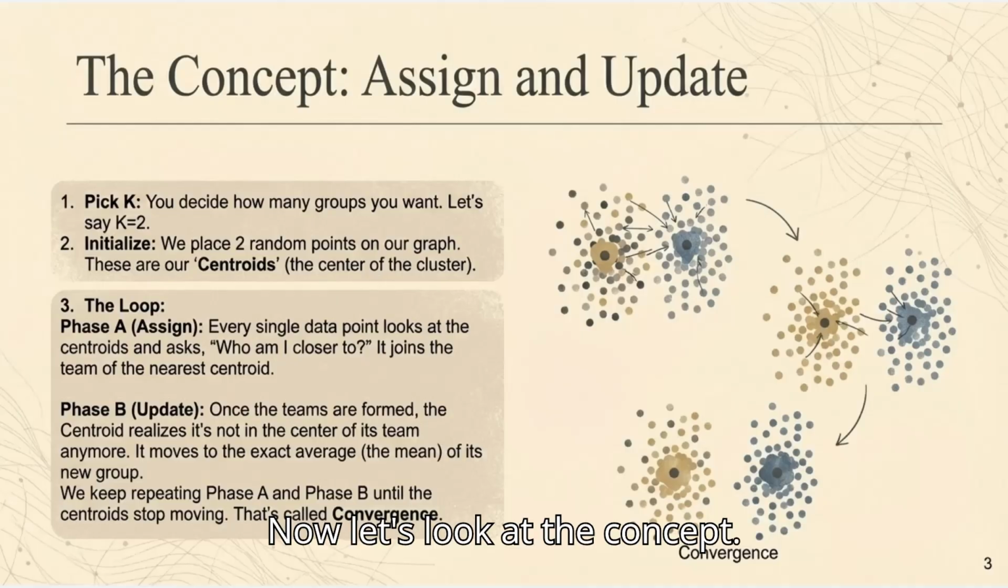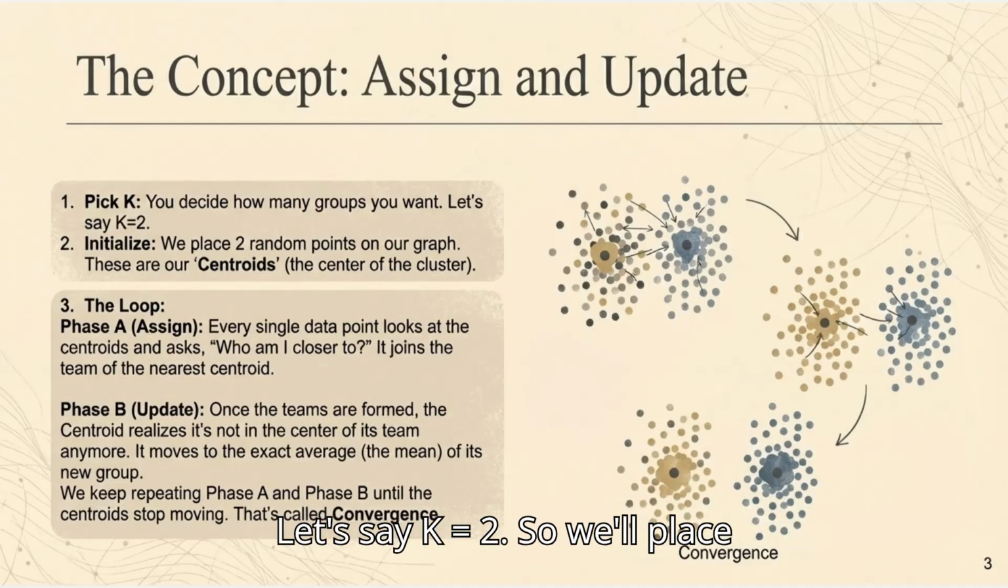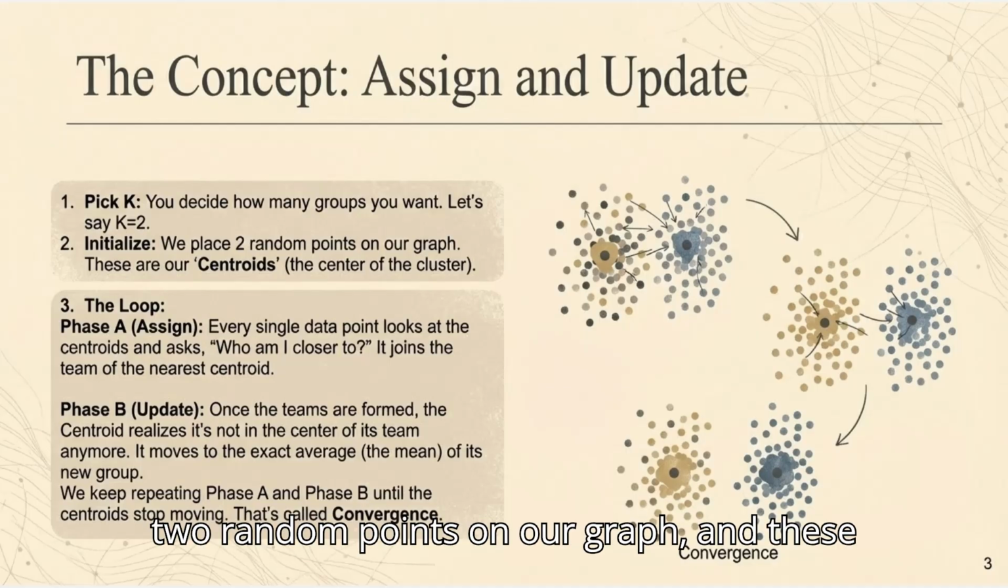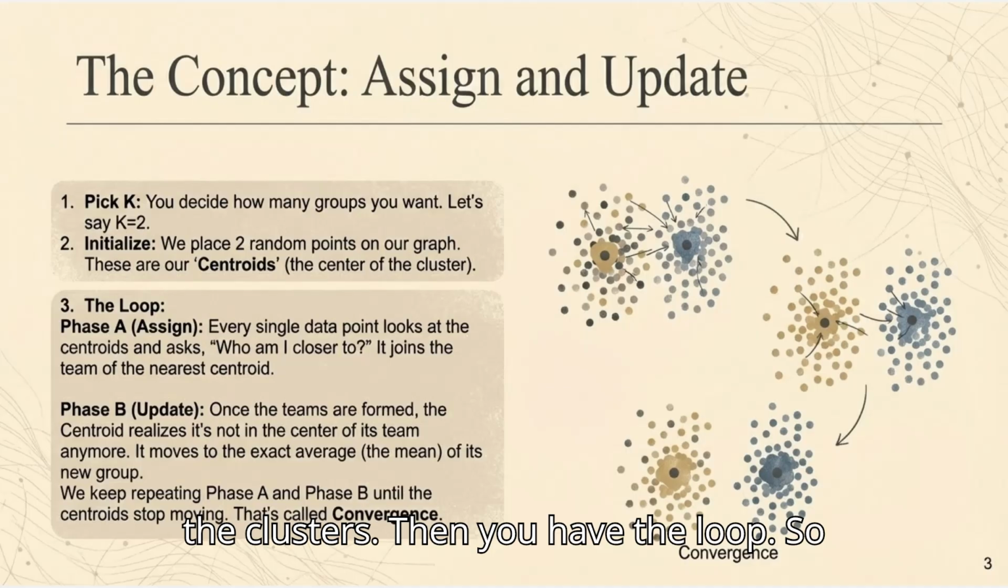Now let's look at the concept. So k-means is an iterative algorithm. That means it repeats a cycle until it finds the best answer. Here's the high-level logic. Pick k. You decide how many groups you want. Let's say k equals 2. So we'll place two random points on our graph, and these will be our centroids, like the center of the clusters.